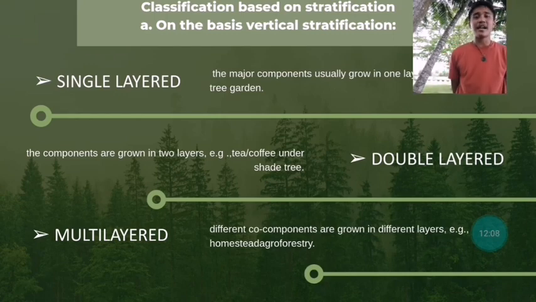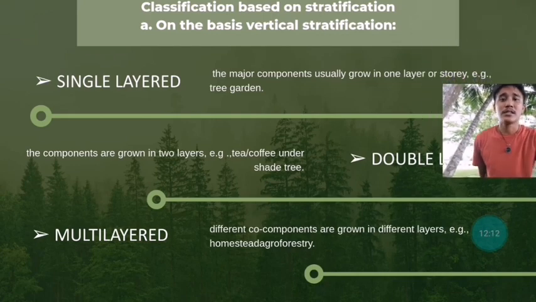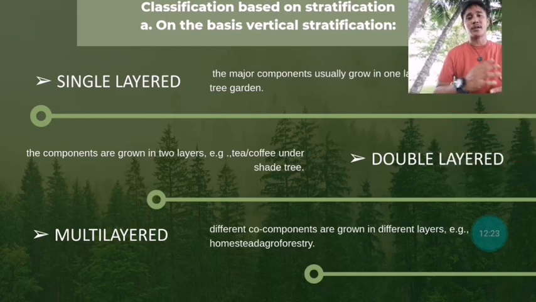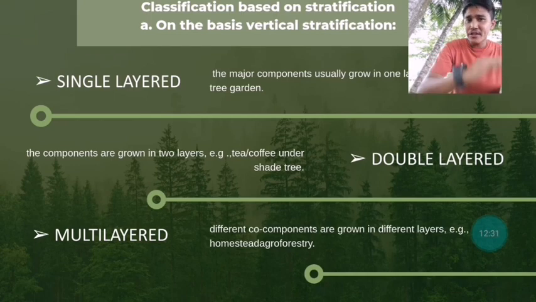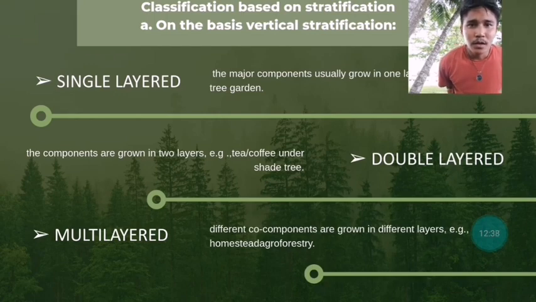Next, the classification on the basis of vertical stratification. The first one is the single layer. The major components usually grow in one layer, like a tree garden. That is called single layer. Next is double layer, where components grow in two layers, like tea and coffee under a shade tree. That is called double layer. Multi-layer is where different components are grown in different layers. An example is the homestead agroforestry. There are different components growing in different layers, so it is a combination of components in layers. That is called multi-layer.